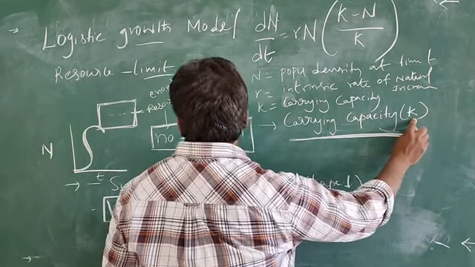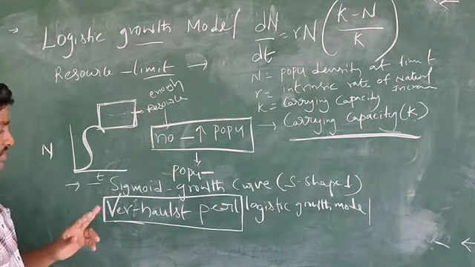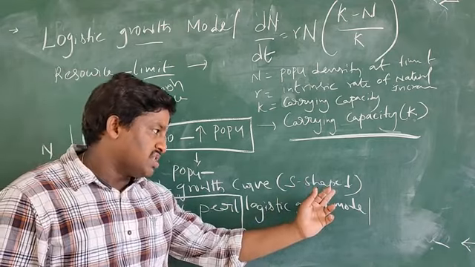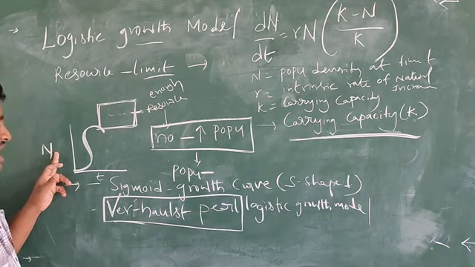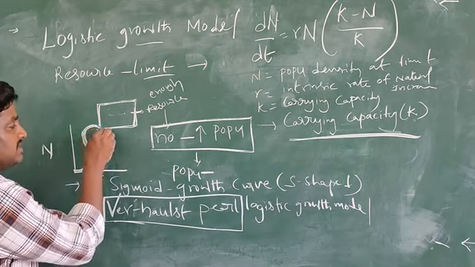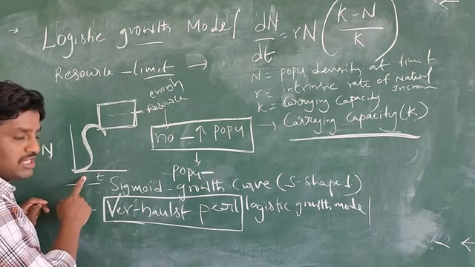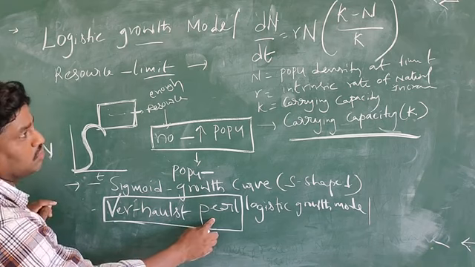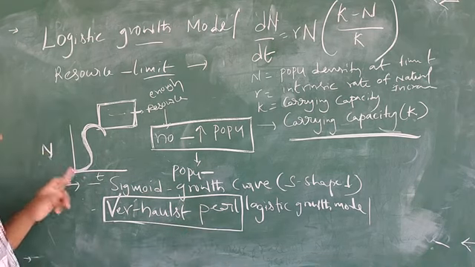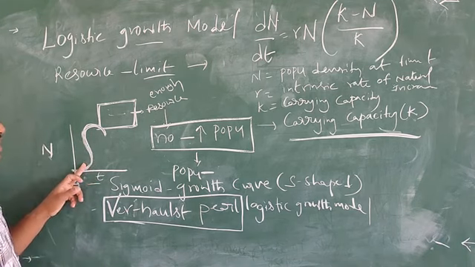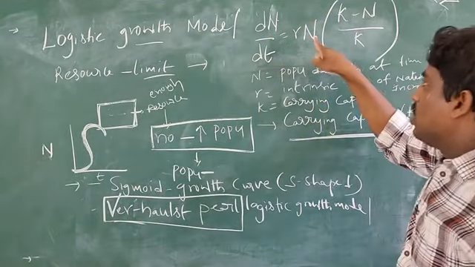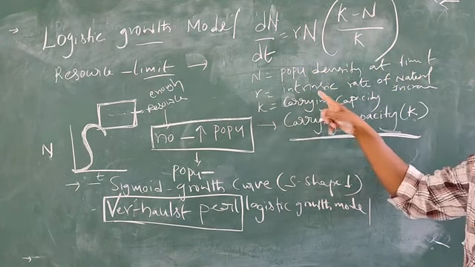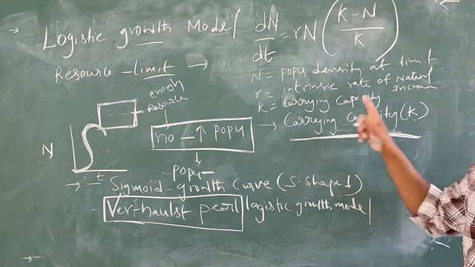The carrying capacity is denoted by K, and the logistic growth model assumes the sigmoid growth curve. That sigmoid growth curve means an S-shaped growth curve, showing the population density in relation with the time. As a result, we have formed the S-shaped growth curve. This is plotted as a graph, showing how the population stops increasing. It is explained by the scientists Verhulst and Pearl as logistic growth. The S-shaped growth curve is given by the equation dN/dt = rN (K - N)/K. Here N means the population density at time t, r is the intrinsic rate of natural increase, and K is the carrying capacity.